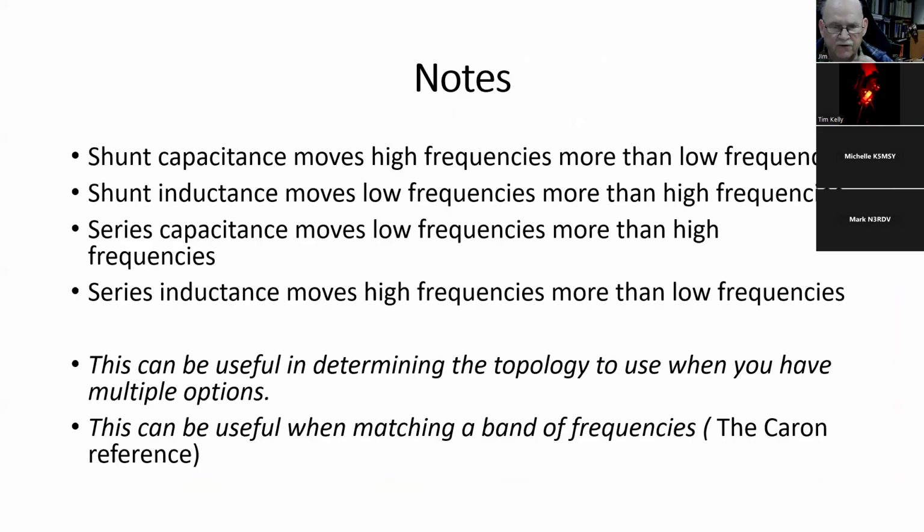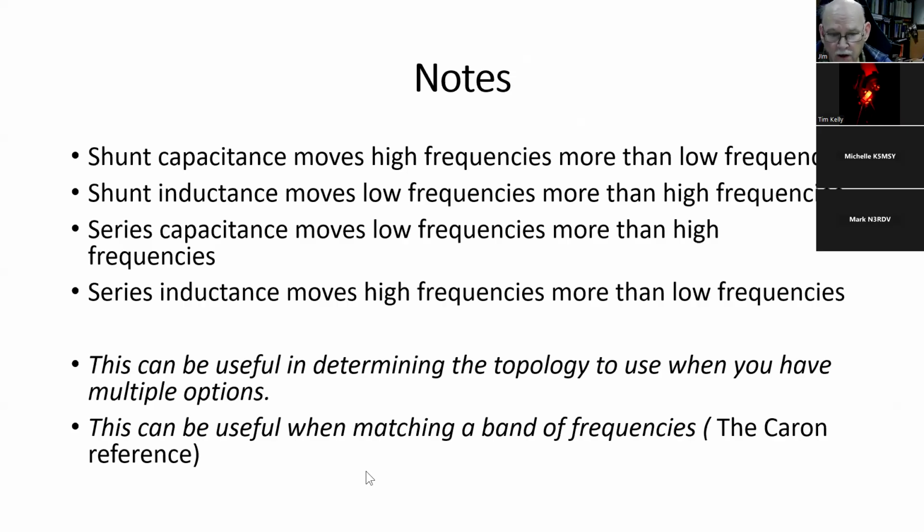Here's some other significant notes. A shunt capacitance moves high frequencies more than low frequencies. A shunt inductance moves low frequencies more than high frequencies. A series capacitance moves low frequencies more than high, and a series inductance moves high frequencies more than low frequencies. And these facts can be useful in determining which topology you want to use when you have multiple options.